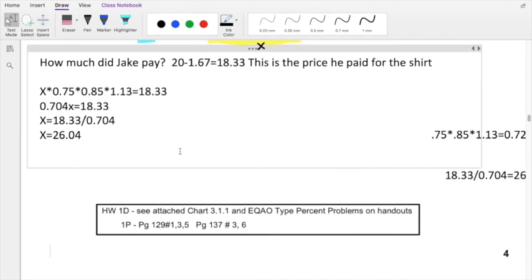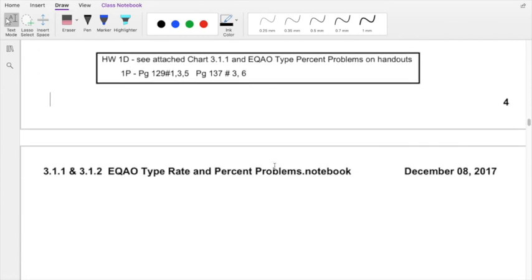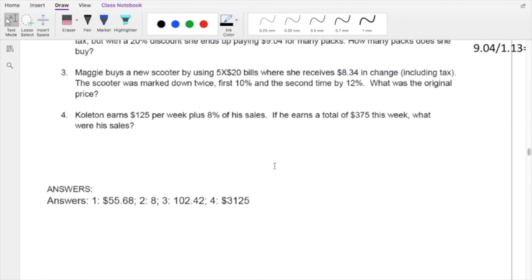Okay? So there's your homework here. The applied group, here's your homework. The academic group, you have the handout of homework questions.